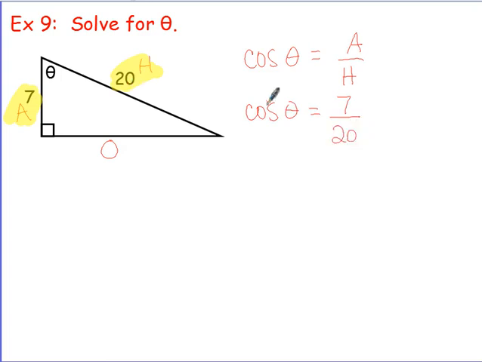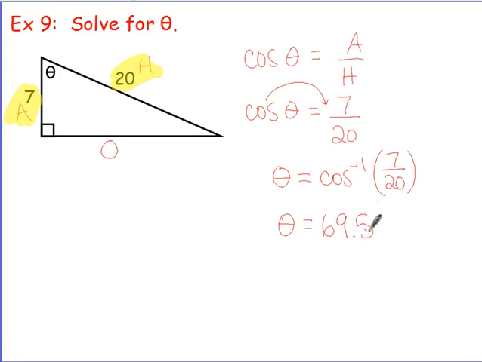We want to move this word over here so that theta is by itself. It changes from cosine to inverse cosine and attaches to 7 over 20. Second cosine, 7 divided by 20 should give you an answer of 69.5 degrees. And that is the end of your video.